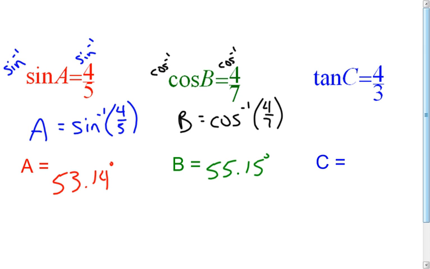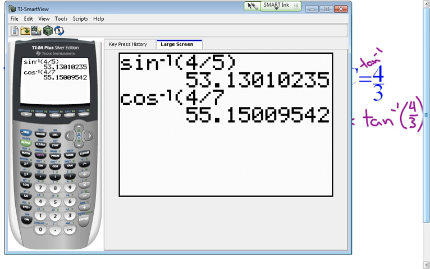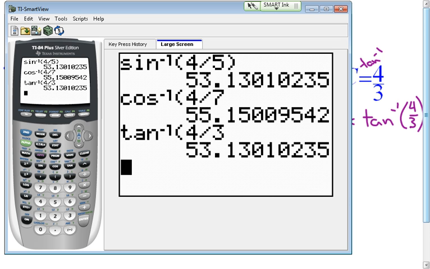Tangent of C is 4/3. So if I wanted to find the value of C, technically I'm taking the inverse tangent of both sides. Inverse tangent of tangent C equals C. This is the inverse tangent of 4/3. Go to my calculator and just type it in. Second tangent 4/3, and we get 53.13 degrees again.